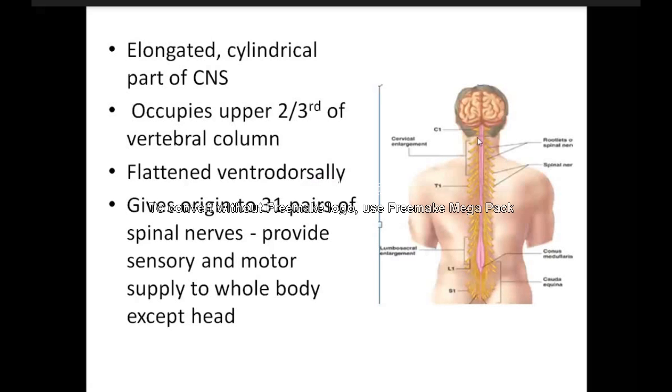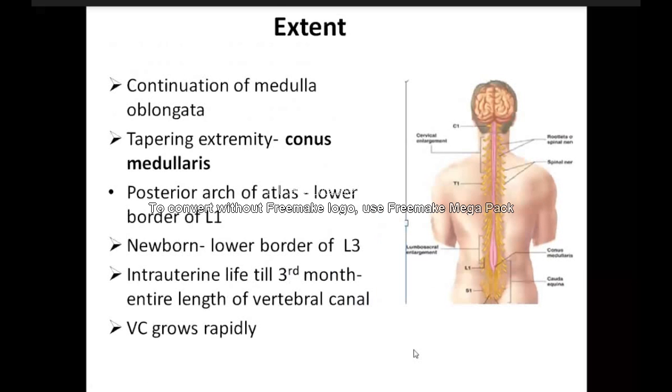So it is an elongated cylindrical part of the central nervous system, and it is present within the vertebral column, but it occupies only the upper 2/3 of the vertebral column. Here you can see it is flattened ventrodorsally, and you can see the 31 pairs of spinal nerves, they emerge from the spinal cord. Now coming to the extent, which is important, it's commonly asked in gross if you get the spotter of a spinal cord.